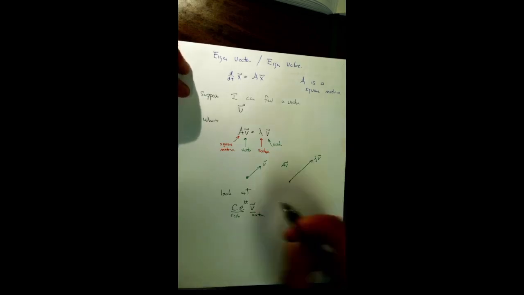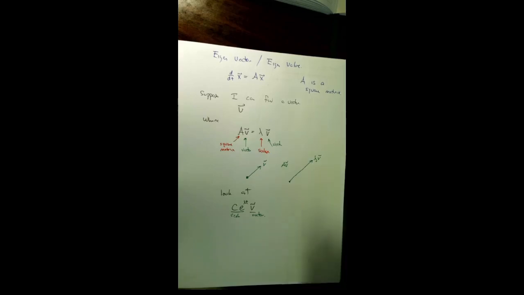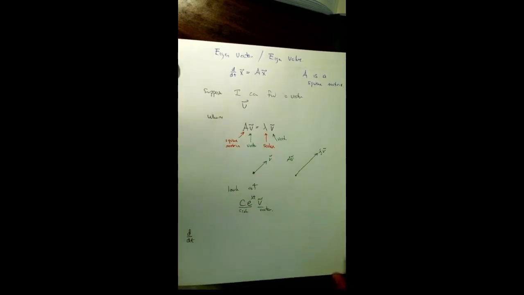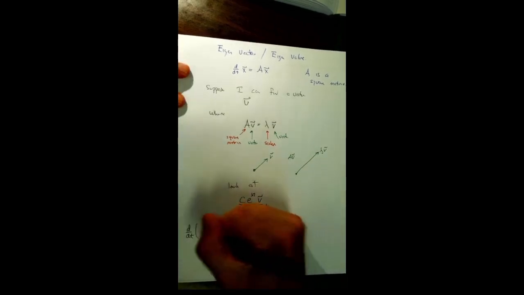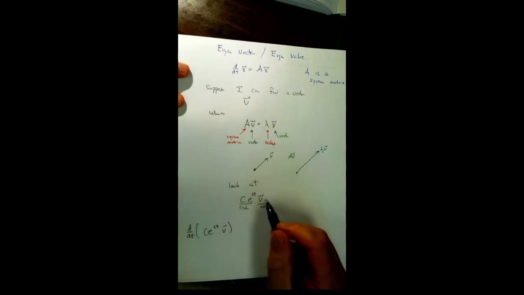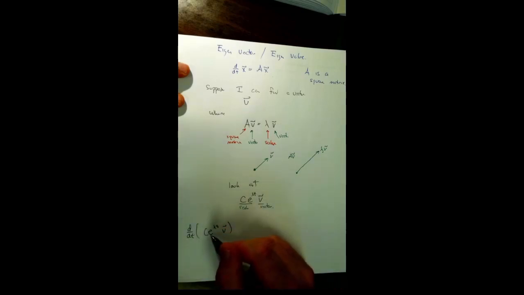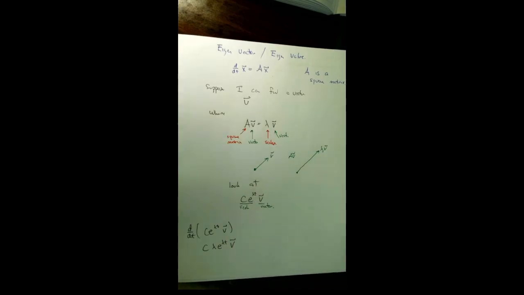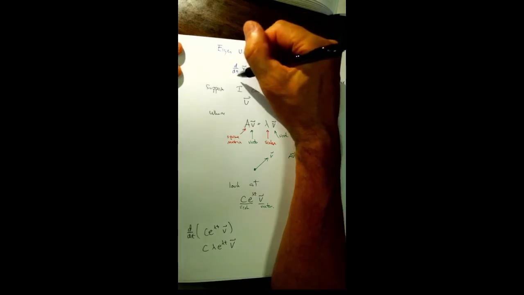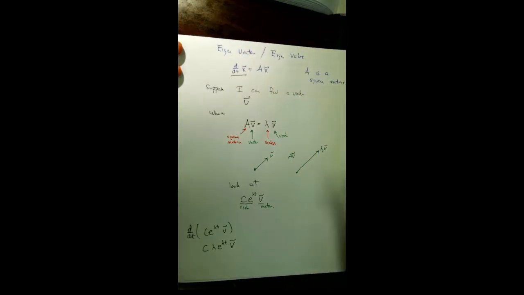If I look at this, first of all, its derivative is what? The derivative of this thing. So I'm assuming v is a constant vector. So this is just the derivative of e to the lambda t. So c is a constant. The derivative of e to the lambda t is lambda e to the lambda t, and we treat v as a constant. So that would be our left-hand side.